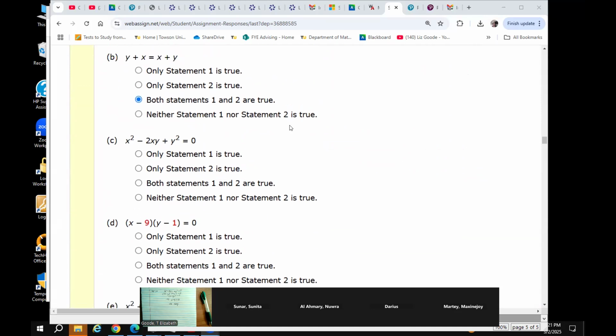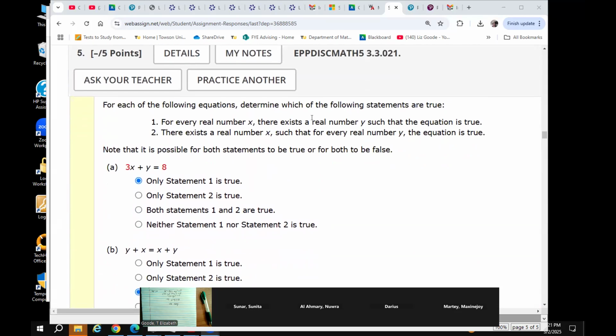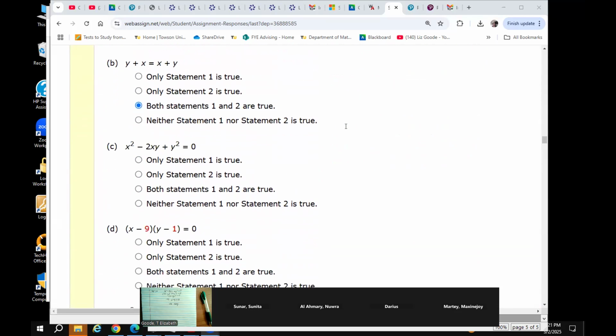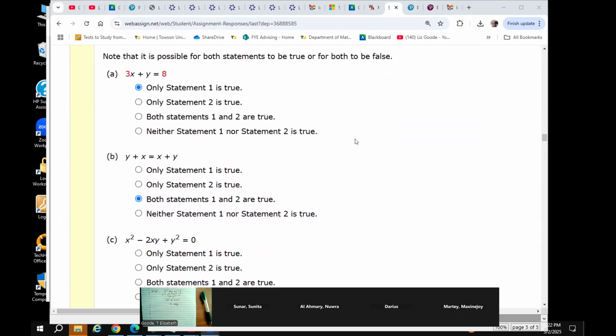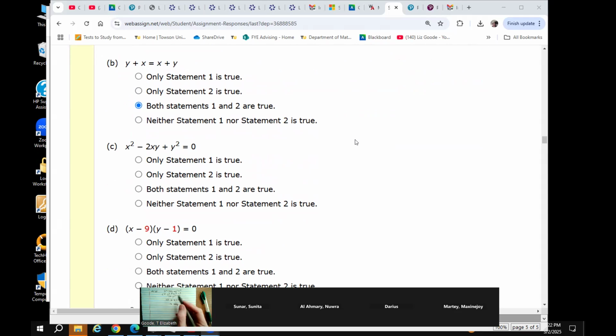All right, so this first statement says, for every x, there's a y that makes the equation true. Yes, because for every x, if you pick the y that's equal to x, it'll make this true. But the second statement says there's a single x that would work for every y. That's not true. Because the minute you pick an x, it's only going to work for a single y, namely the same y that is equal to x. So only statement 1 is true. There's no single x that can work for all y to make that true.